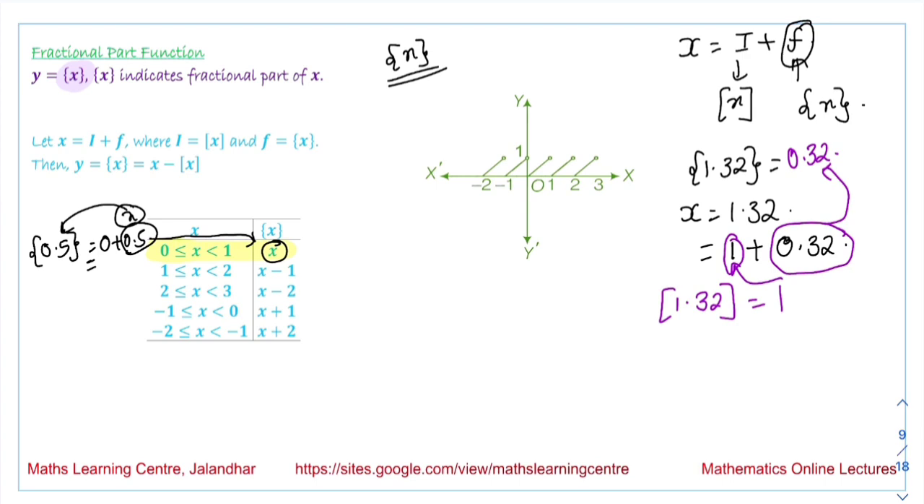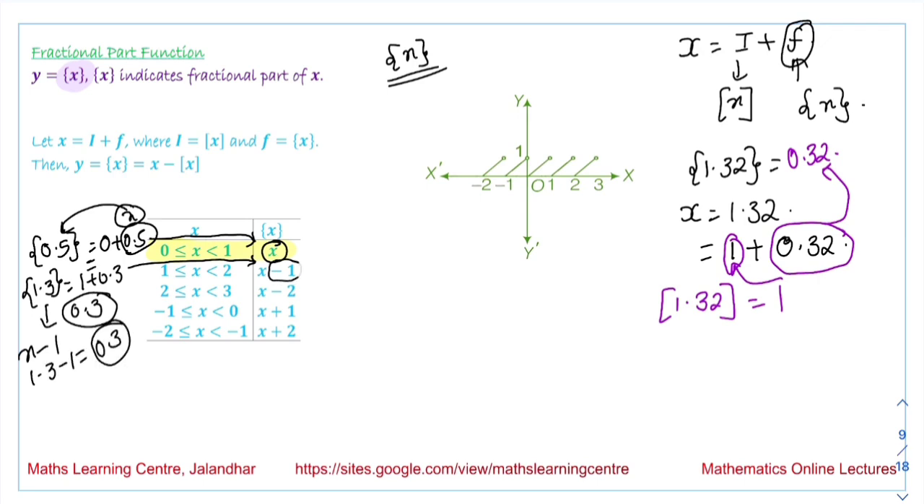Now the next value, say it is 1.3. The fractional part of 1.3 is 1 plus 0.3. The answer we obtain is equal to 0.3. So the answer for the fractional part that we have is equal to x minus 1, that is 1.3 minus 1, that is equal to 0.3.